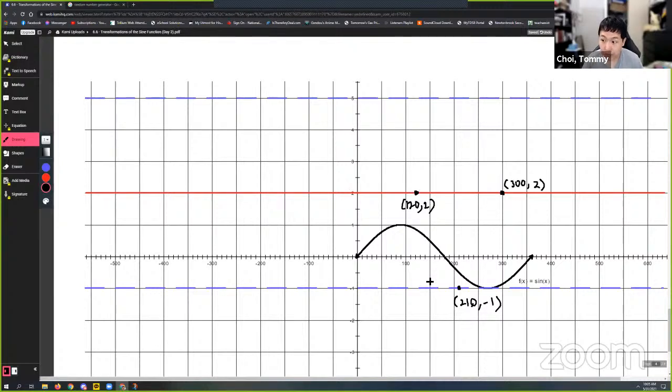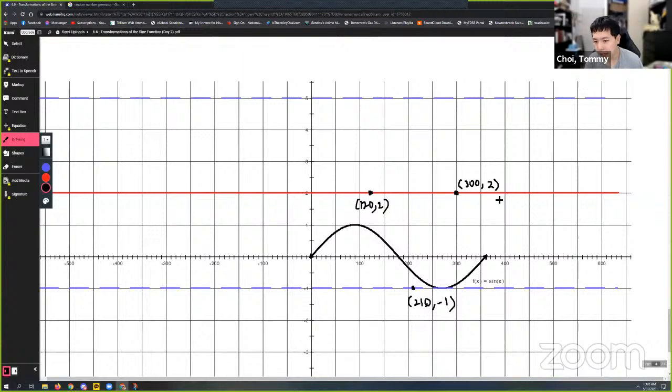It starts in the middle at 120. Every point after that is 90 degrees apart. So what's 120 plus 90? 210. What's 210 plus 90? 300. What's 300 plus 90? 390. And what's 390 plus 90? 480. See how that works? Isn't that pretty good? I think that's pretty good.